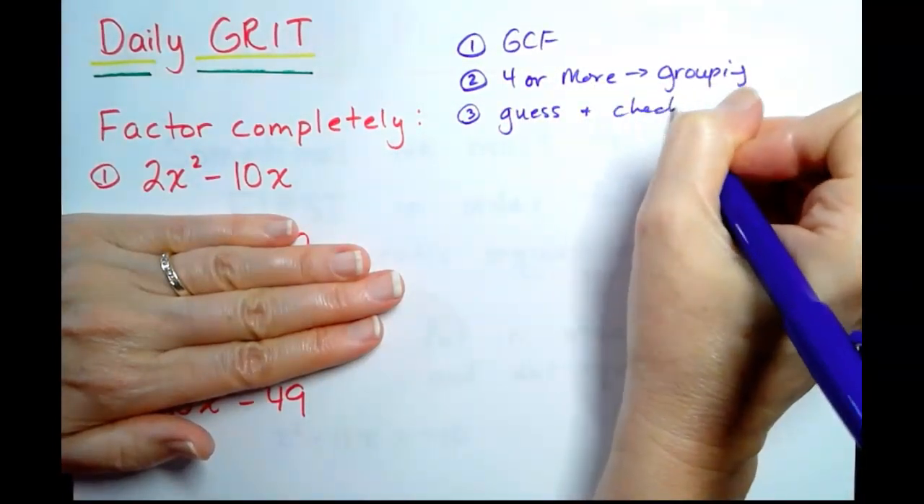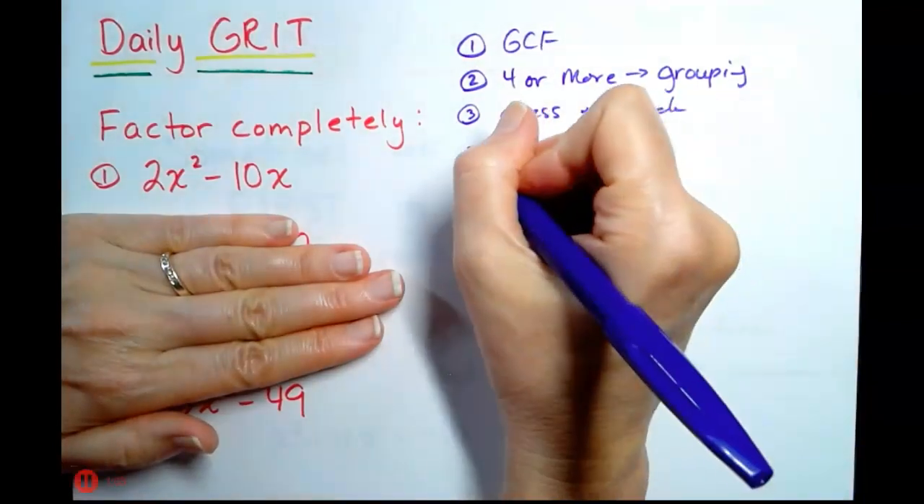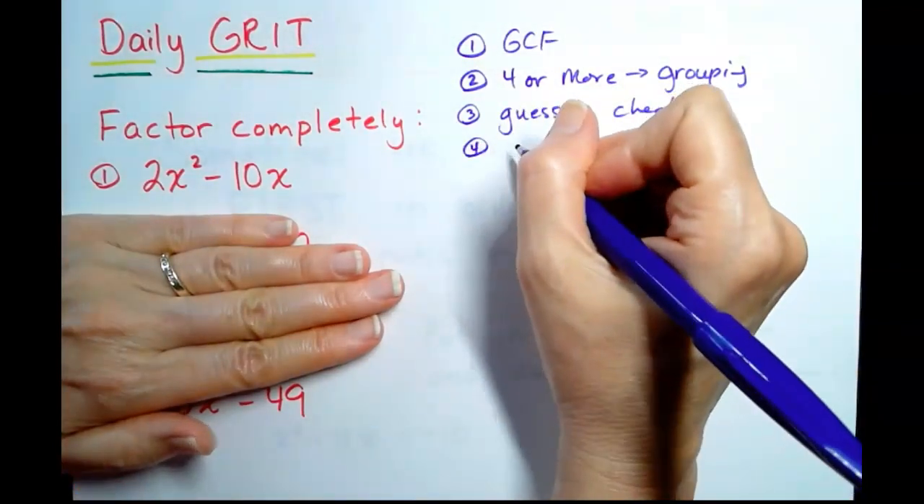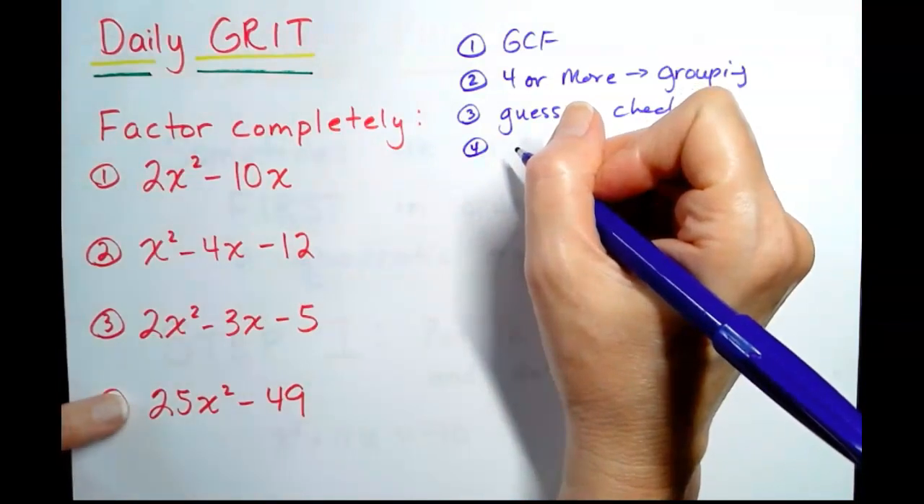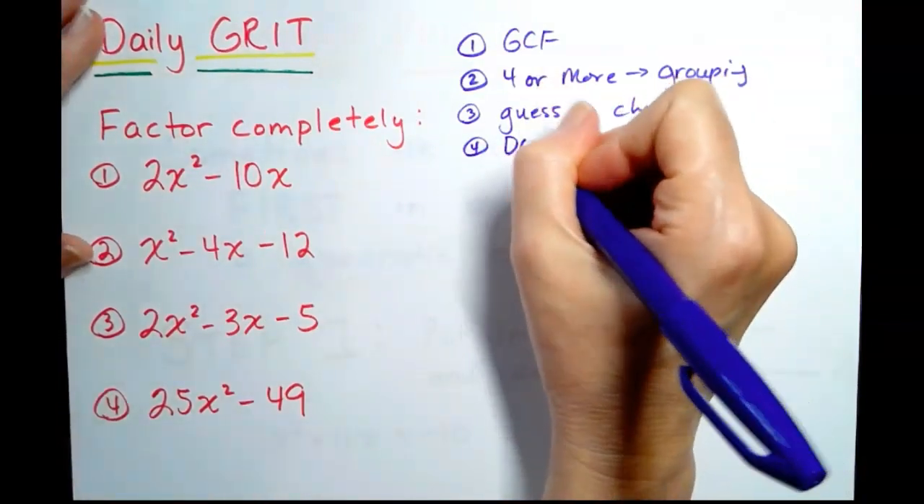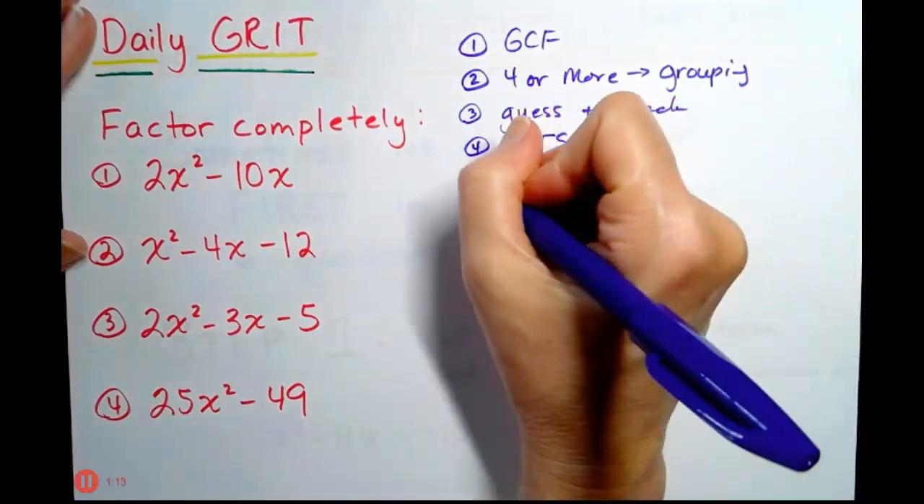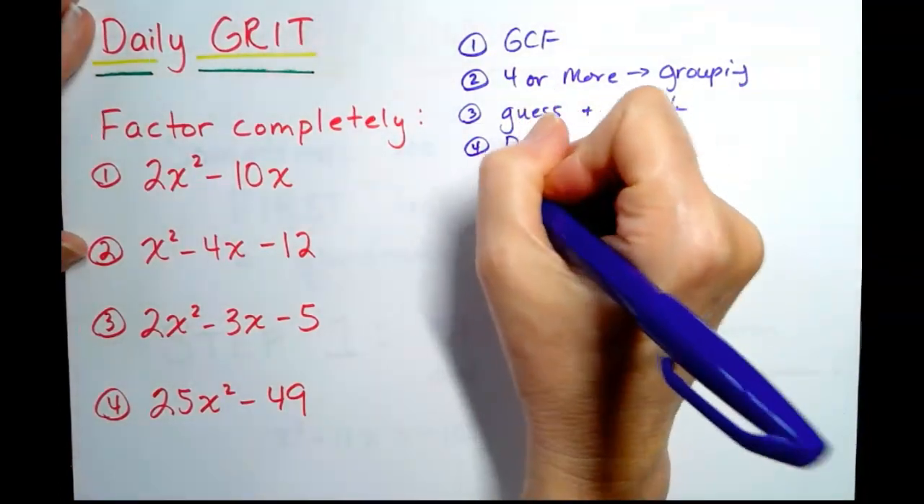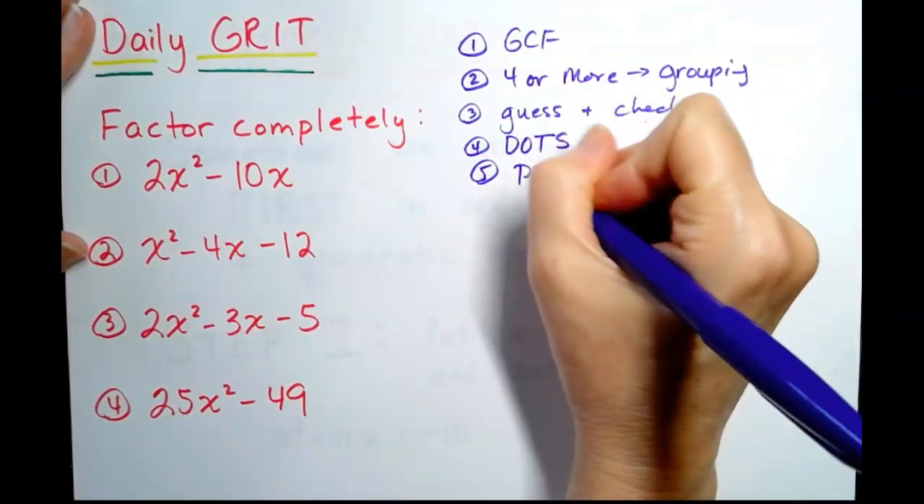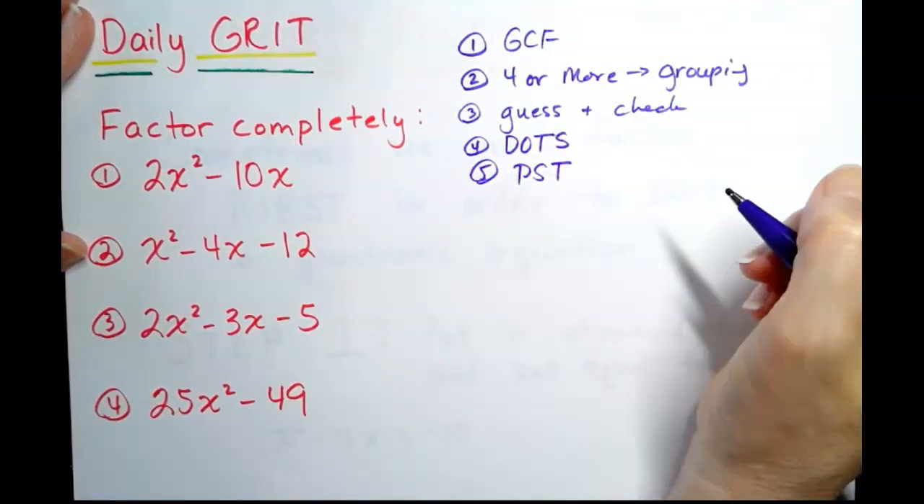Usually we guess and check when we have a trinomial. After that, maybe it only has 2 terms, like number 4 down here on the bottom, and we want to factor using the difference of 2 squares pattern. And maybe it's a perfect square trinomial.